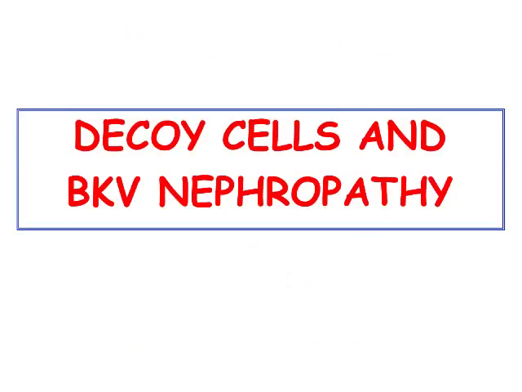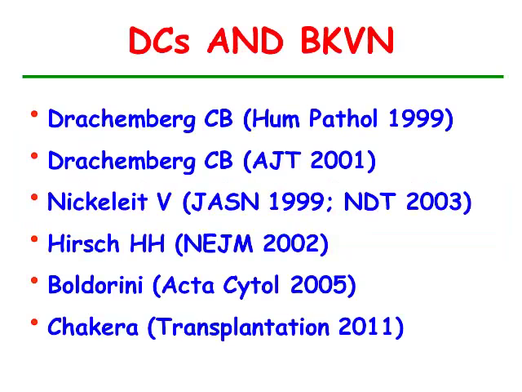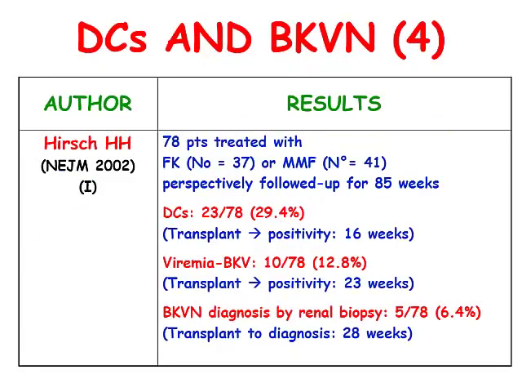What about decoy cells and BKV nephropathy? There are a number of papers which have evaluated the relationship between the decoy cells in the urine and the presence of nephropathy. And the best of these papers is this one, published not by chance in the New England Journal of Medicine in 2002, again from a group from Basel, where Professor Mieci was used to work.